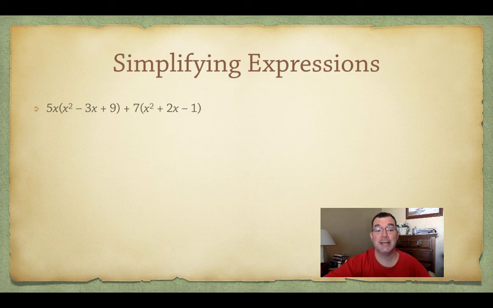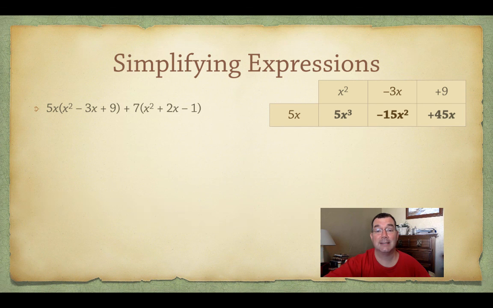Simplifying expressions, so let's say I had to use distributive property twice. Let's say I have 5x times x squared minus 3x plus 9 in parentheses, plus 7 times x squared plus 2x plus 1 in parentheses. Let me set up two boxes. The first one is going to have x squared minus 3x plus 9 along the top and 5x in the first row. When I multiply that out, 5x times x squared is 5x to the third, 5x times negative 3x is negative 15x squared, and 5x times 9 is 45x.